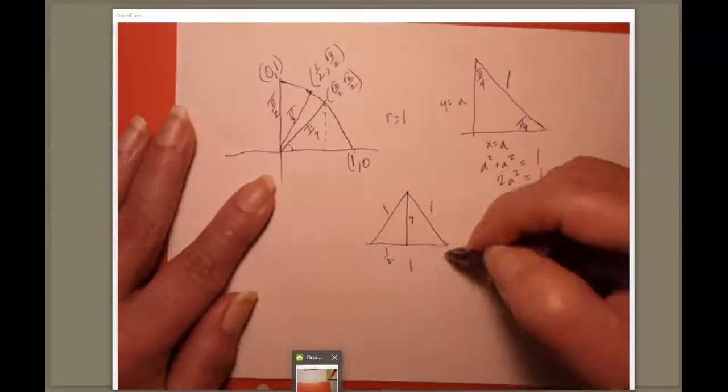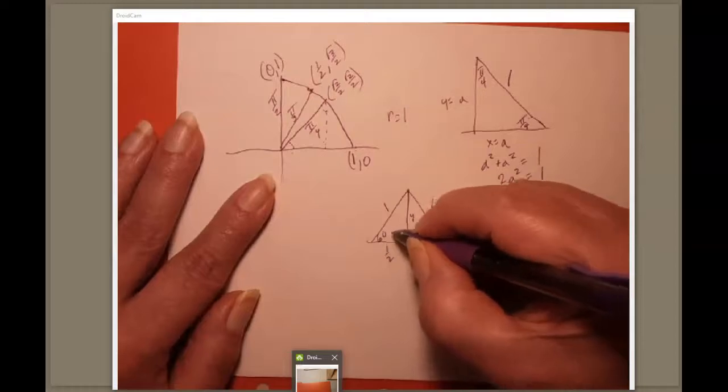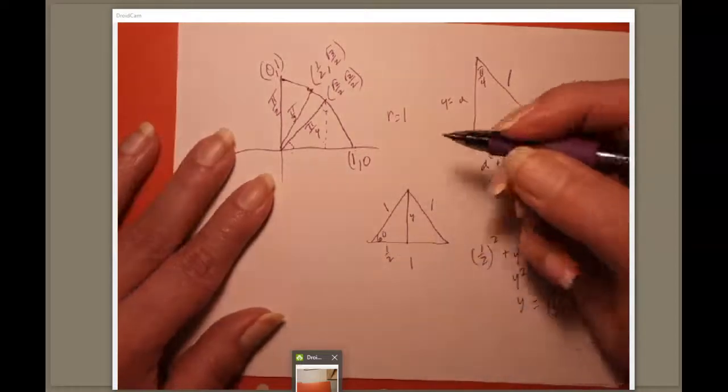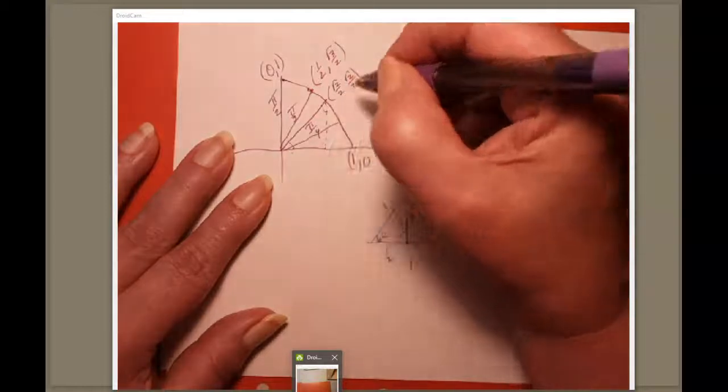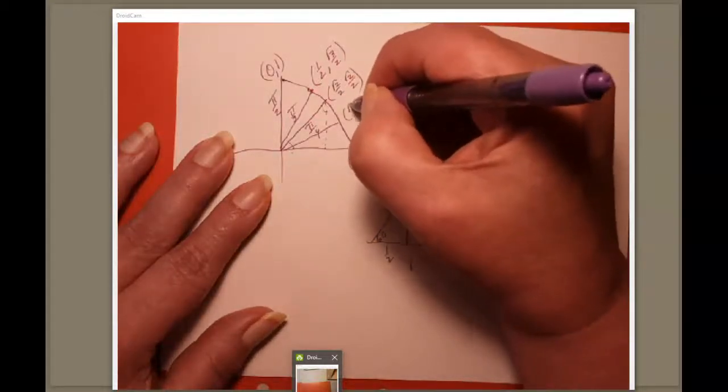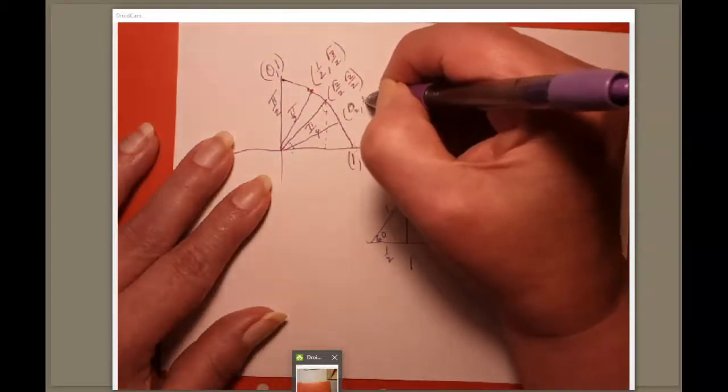Because we had a 30, 60, 90 triangle. This is 60. That's the same as pi over 3. So that's 1/2, square root of 3 over 2. This one would be square root of 3 over 2, comma 1/2.